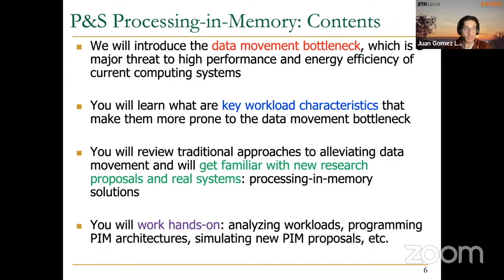And as part of this course, you will have to do a hands-on project. These projects are the ones that we are going to introduce in our next meeting. Some of these projects will have different topics and different goals, like analyzing workloads, programming real PIM architectures, or simulating new PIM proposals, for example.